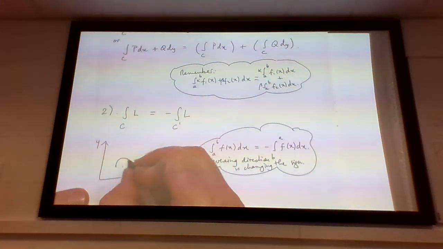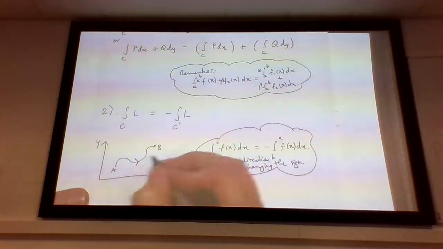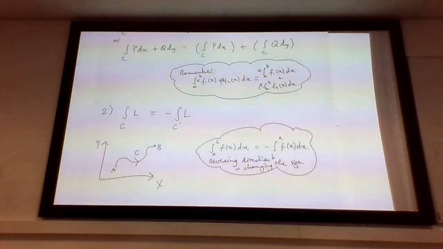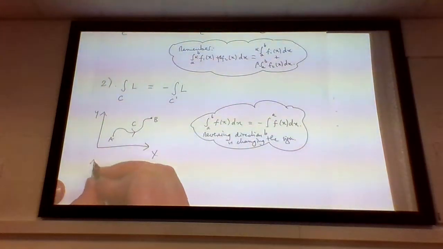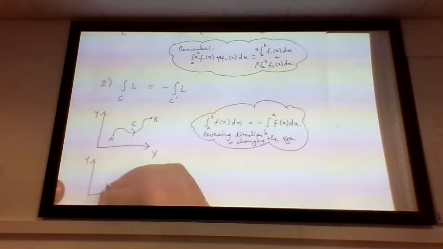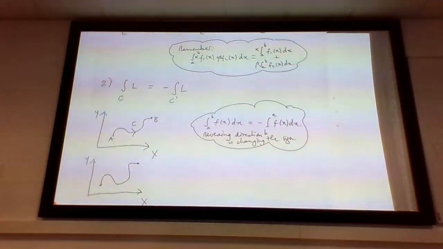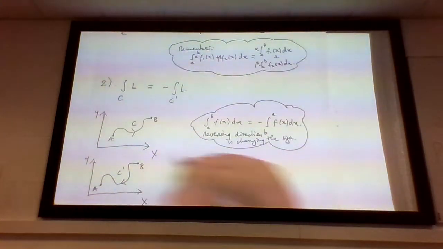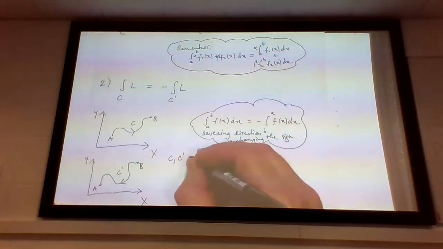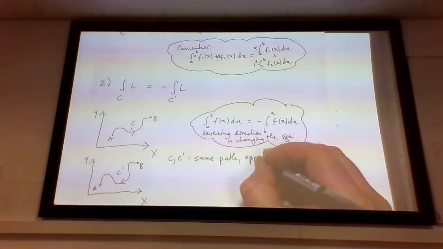So C is a certain curve in the xy plane from A to B. This is our curve C. The curve C prime is exactly the same curve, but traversed in the opposite direction. So the same A, the same B, the same curve between them. That's supposed to be exactly the same curve, but this time going in the opposite direction. Same path, opposite directions.